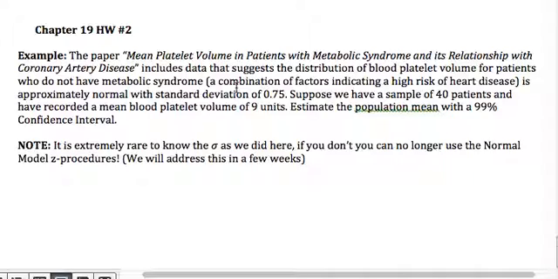Oh, can I get you, Tyler? I'm sorry. I want you to read this example on the top of homework 2. It says the paper, this is one I looked up, like I found it on the internet back in the day, about 4 years ago.